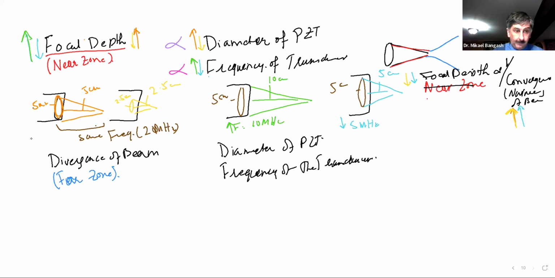Whereas where we have a lesser convergence of the beam, we have a greater focal depth.